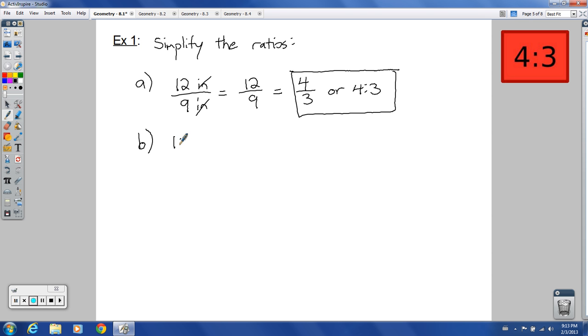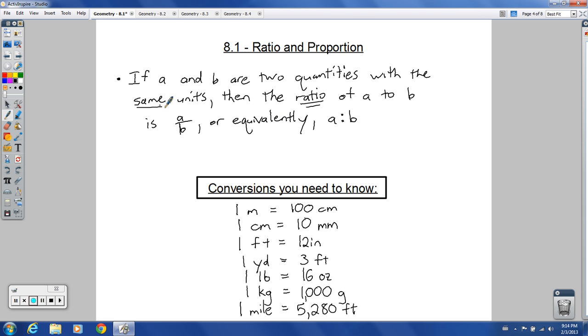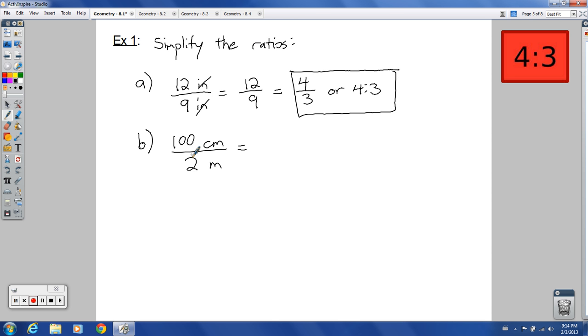And then another one, 100 centimeters compared to 2 meters. Now back to the definition of ratio. They have to have the same units. If they don't have the same units, we're going to have to use these conversions. And so here, 1 meter is 100 centimeters. We can utilize that here. So 2 meters would be, hopefully clearly, 200 centimeters. If 1 is 100, 2 is 200. So this would be now giving me the same units.